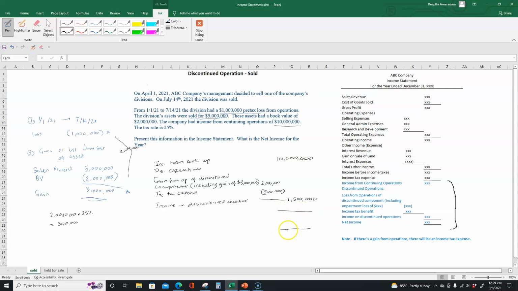That gives you your net income. And your net income for the year is 11,500,000. And what we did for that was added the income from continuing operations and income on discontinued operations to get 11,500,000. So that's it for this question. It says present this information in the income statement. That's what it's going to look like in the income statement. What is the net income for the year? It's 11,500,000. That's it for this video.